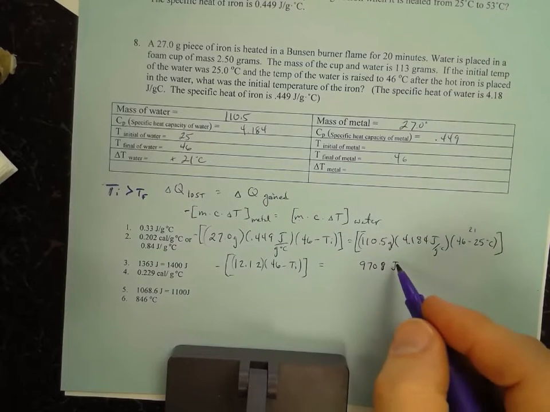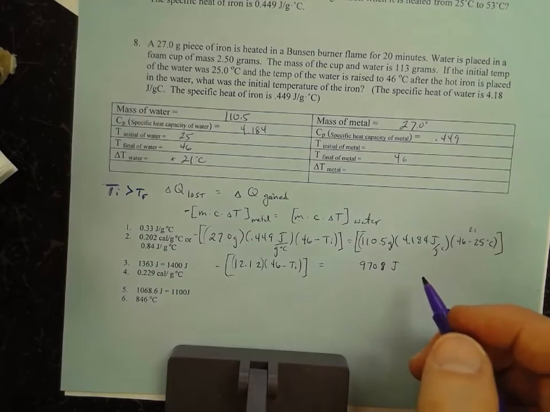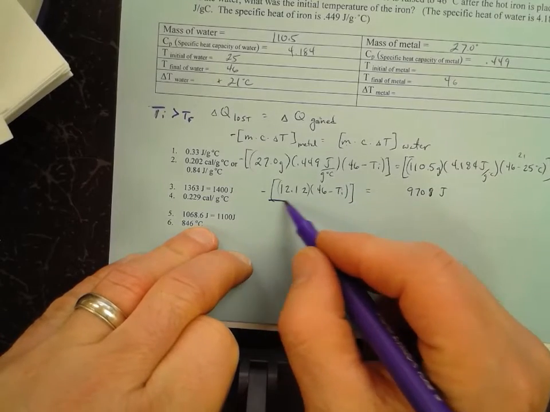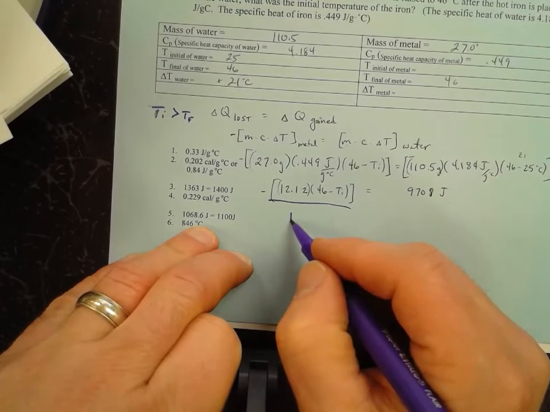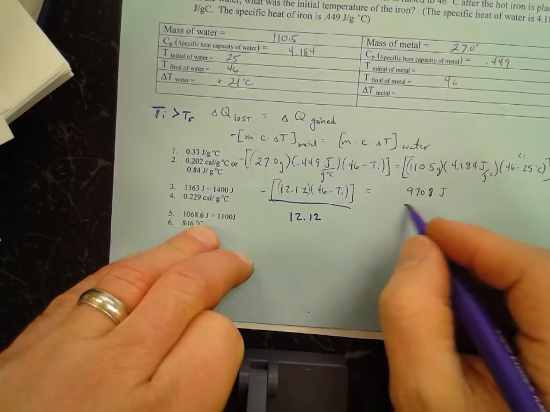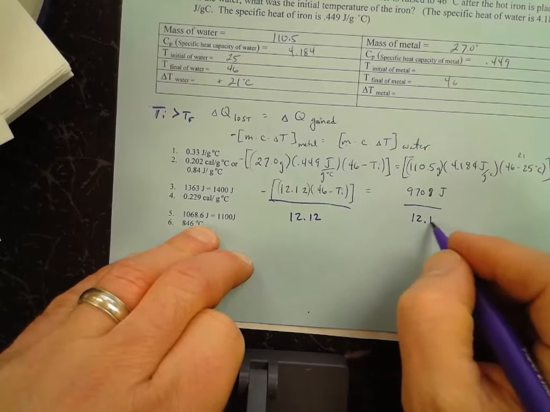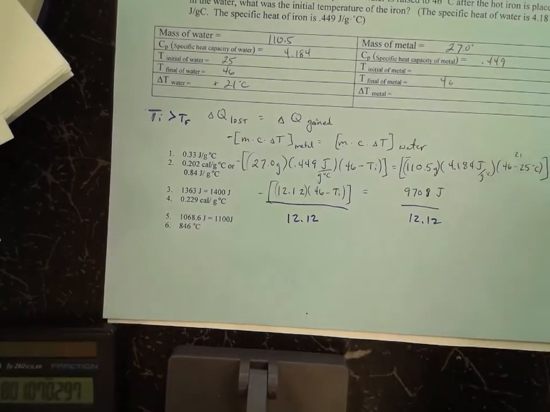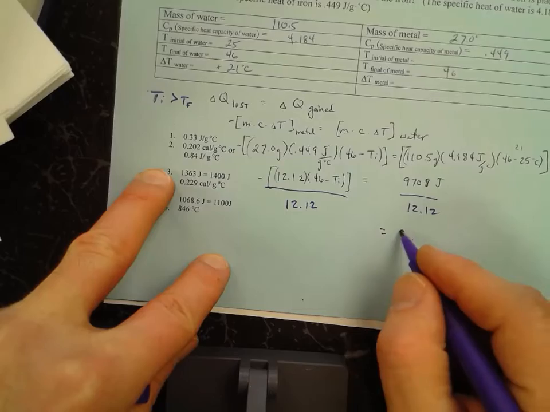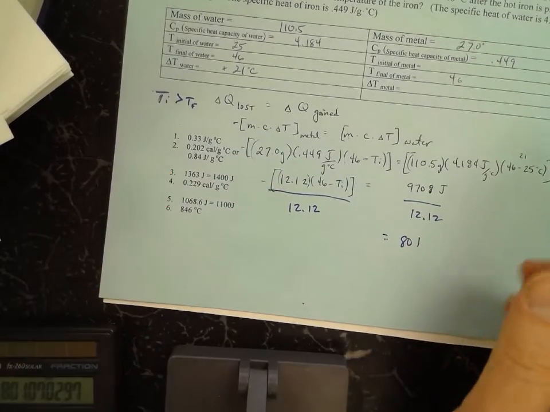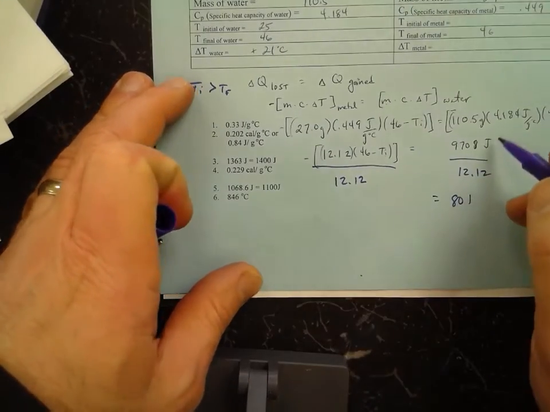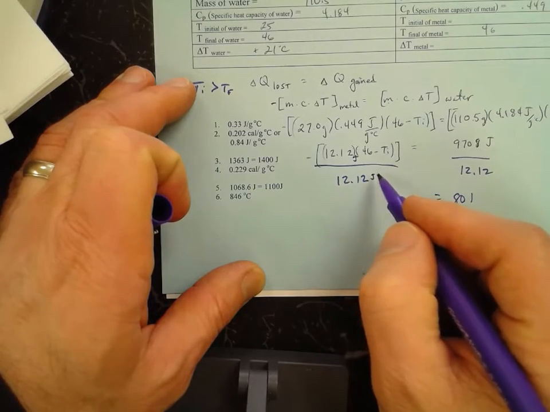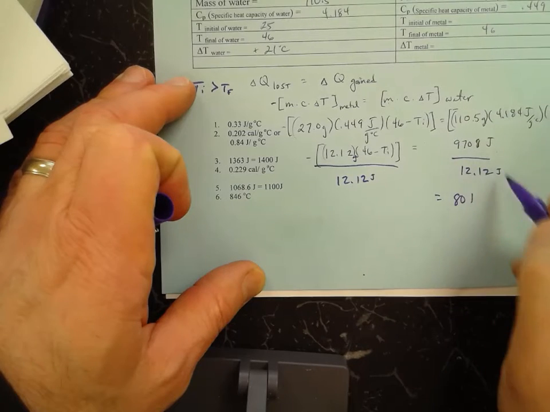That's going to equal 9,709 joules. So at this point what I'm going to do is divide this by 12.12. When I do that, I'm going to get an answer of 801. Now notice joules cancel in this situation. So I had joules here. I'm being sloppy with my units. Joules here. So that cancels.